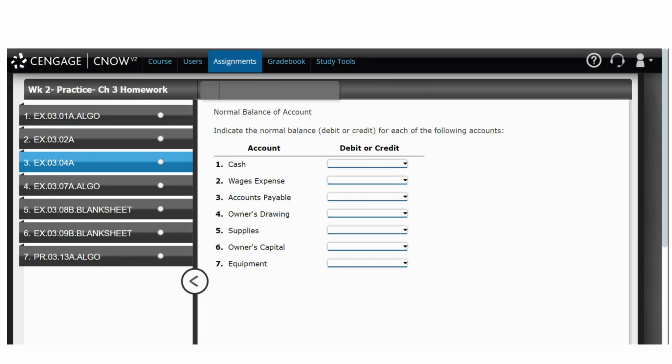All right, looking at number 3, we are looking for the normal balance of account. So you will indicate the normal balance, either a debit or credit, for each of the following accounts. So this is in the book, so I'm going to direct you guys back to that section in the textbook. Read the section on normal balance of account, and then come in here and answer these questions. And don't forget, you have the check my work button.